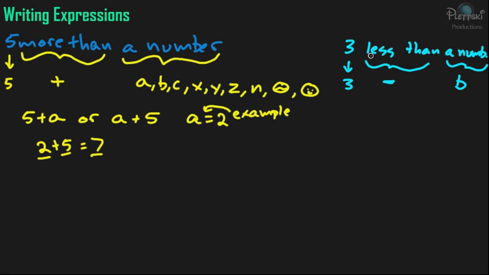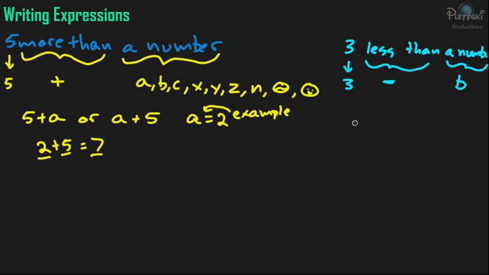So we're going to actually take 3 away from a number. So 3 less than a number. So this one, you got to make sure that you put the variable and the number in the correct order, because you don't want to say a number less than 3 by accident.